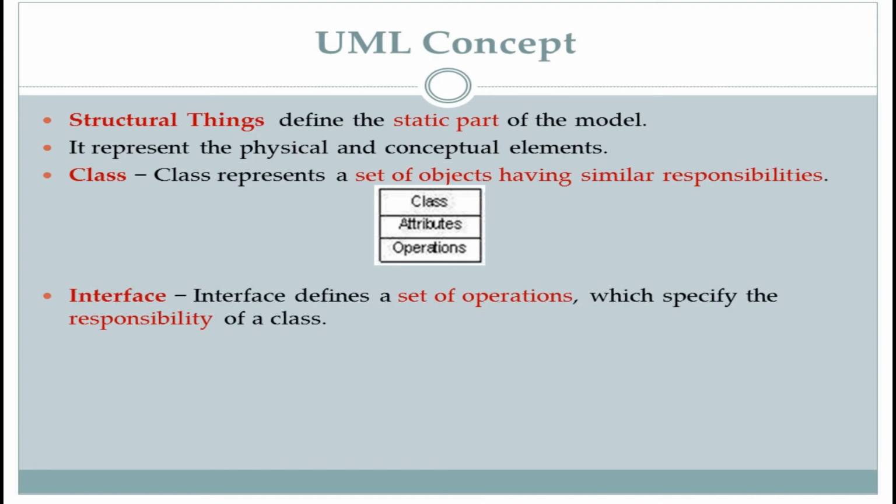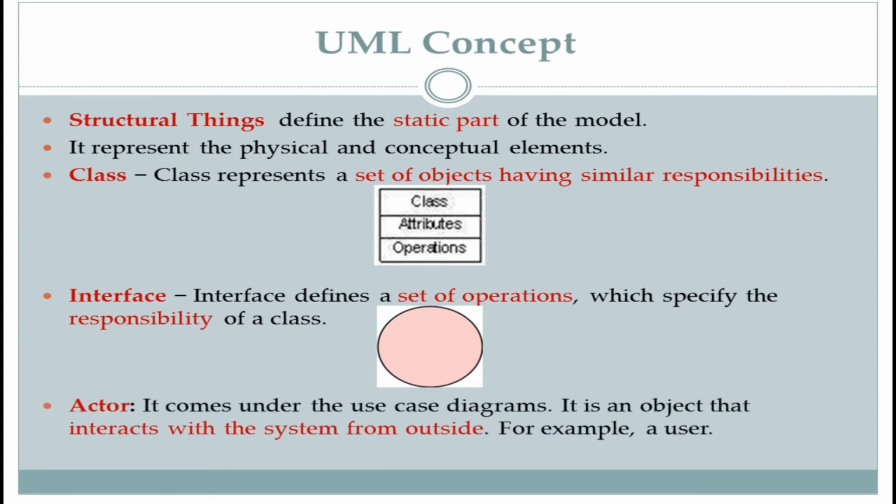Another type of structural thing is interface. Interface defines a set of operations which specify the responsibility of a class. The graphical representation or the notation used for interface is a blank circle. Some references suggest putting the name of the interface inside that circle.